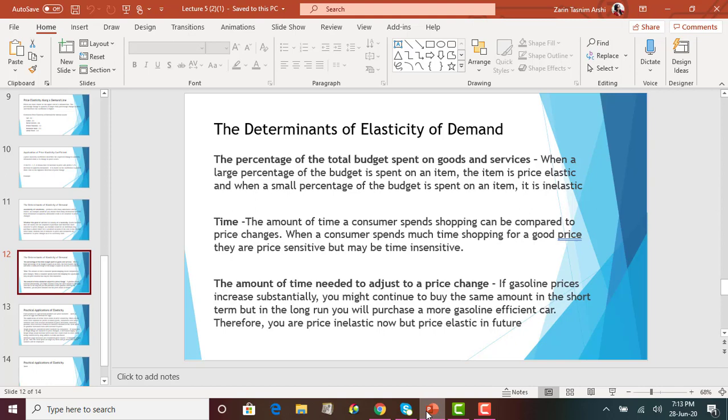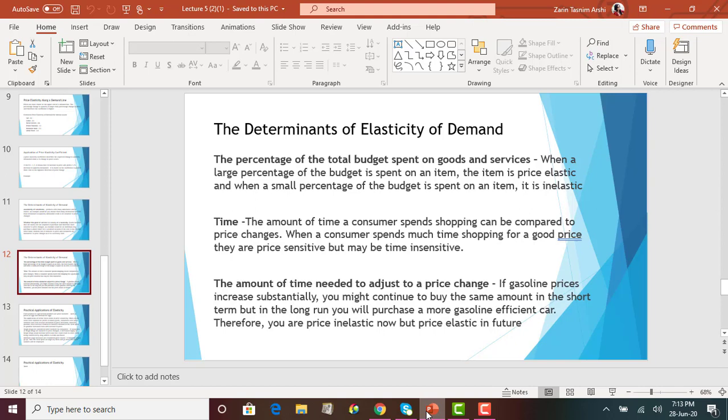And finally, the amount of time needed to adjust to a price change. An example in this case would be, let's say gas prices go up substantially. In the short run, you will have no option, you will still have to go to work and school, right? So you will still buy the gas at the high prices, but in the long run you will probably think about buying a more energy efficient car, or maybe a Tesla, which uses electricity to run the car. Therefore, you may be price inelastic now, but in the future you can become price elastic.